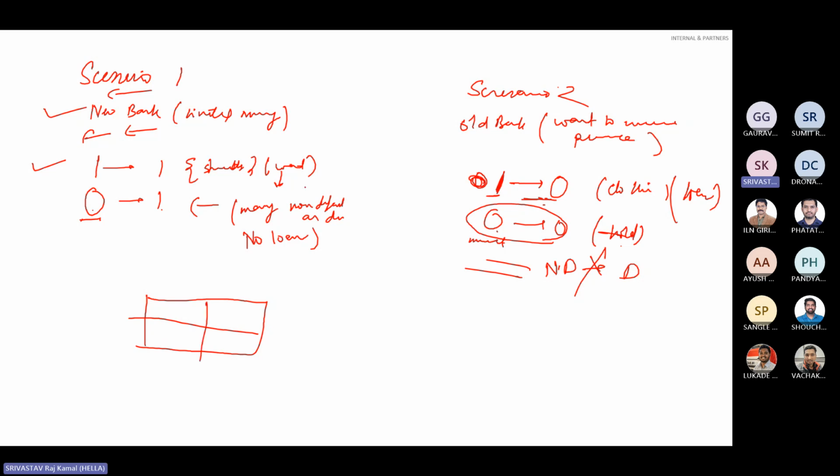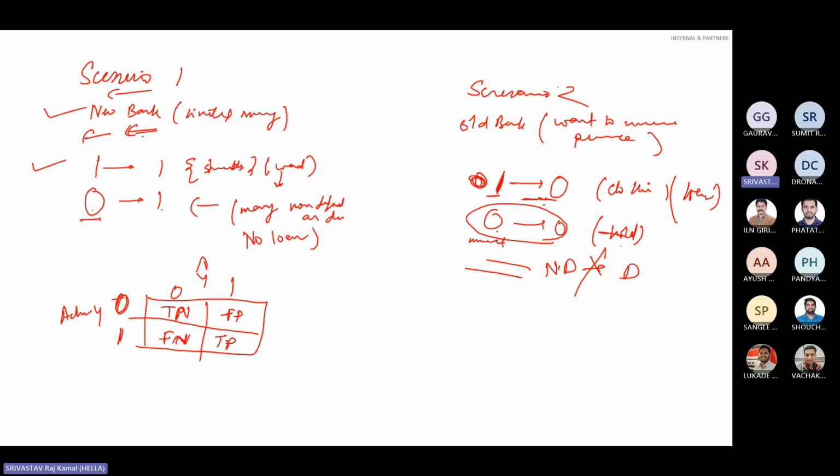Is the analogy clear in both the scenarios? Yes, it's clear. Perfect. Actuals, predicted: 0, 1, 0, 1; true positive, true positive, true negative, false positive, true positive, false negative.